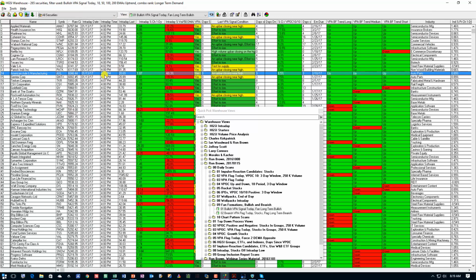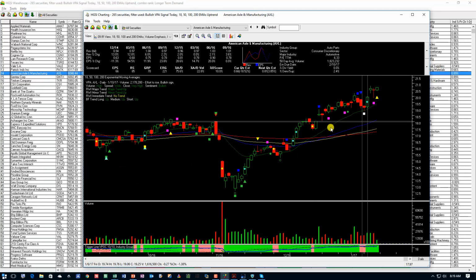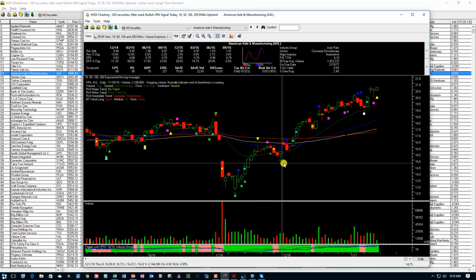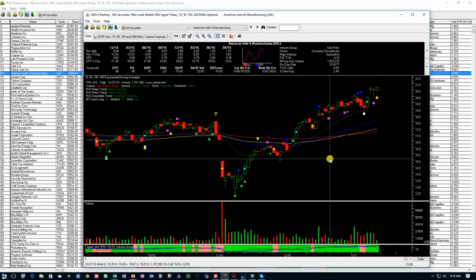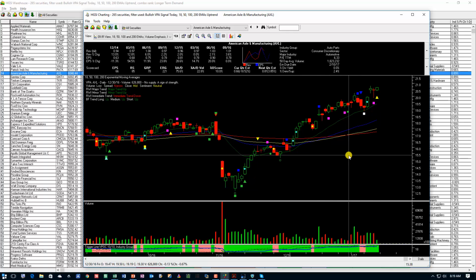Let's just take a look at American Axle, the one right above it. And you can see that this stock too is trending. Now, where did the fan form here? It actually didn't form until over here, until this yellow line went above the red line. So it's a little bit late. And why did it take so long? Because of this major sell-off here. So it was rebuilding at this point.